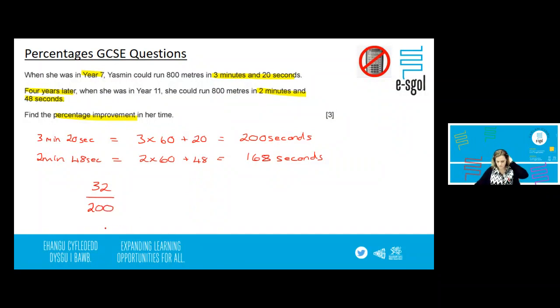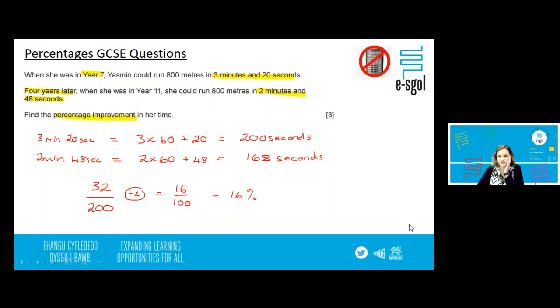So that 32 is going to be over 200, and just like we did in the starter, we want to get this over 100, so we're going to halve both the numerator and the denominator, giving us then 16 over 100, and then the numerator then is your answer as your percentage. Okay, so 16% improvement there for that one.